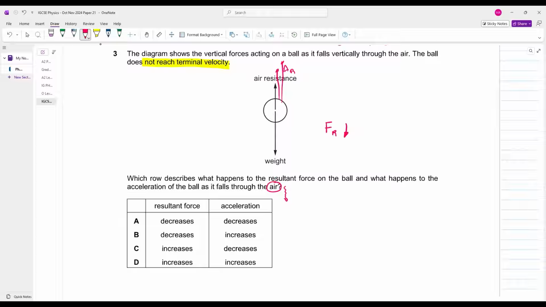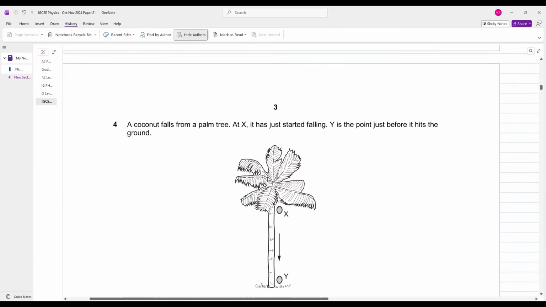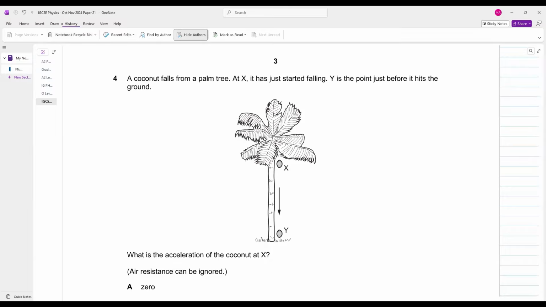The more you fall through air, your air resistance increases, resultant force decreases. And we know F is equal to ma. If your resultant force decreases, your acceleration will also decrease. Any options like that? A is your option. Resultant force decreases, acceleration decreases. Okay, let's move on to question 4.